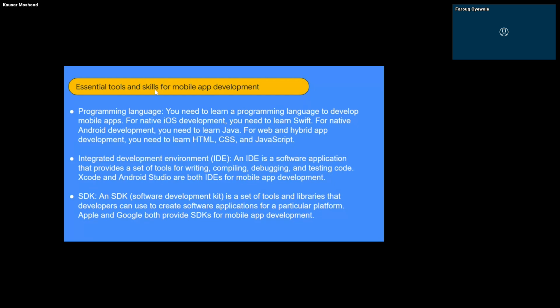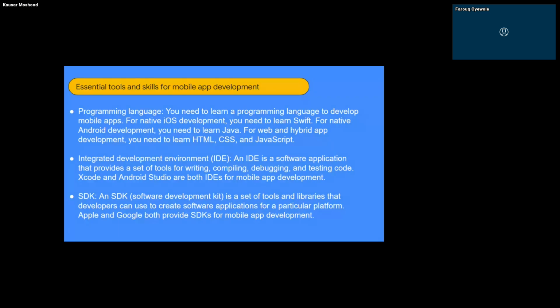Some of the essential tools and skills you need to start as a mobile app developer. The first thing you need to do is learn a programming language, right? For native iOS development, you need to learn Swift. So if you are interested in iOS development alone, you'd have to check online and get resources to learn Swift. Swift is the programming language used to develop native iOS apps. Then for native Android apps, you need to learn Java and sometimes Kotlin too.